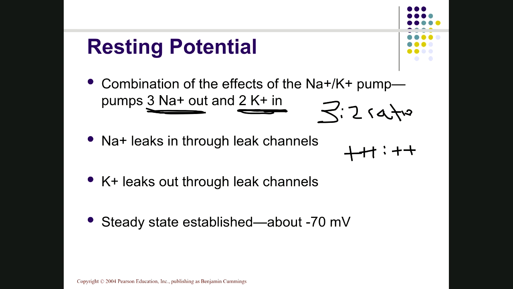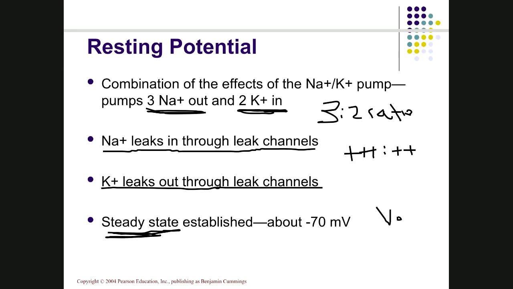And remember, what's going to happen is we're going to set up a sort of a steady state where the pump pumps these ions, and then we're going to create gradients, and then sodium is going to leak down its gradient. It's going to come in through the leak channels, and potassium is going to leak down its gradient. It's going to go out through the leak channels. What we're going to get is this steady state. And if we measure the steady state, remember it's measured in volts, which is a measurement of electrical potential, we get across the membrane a voltage of about minus 70 millivolts.